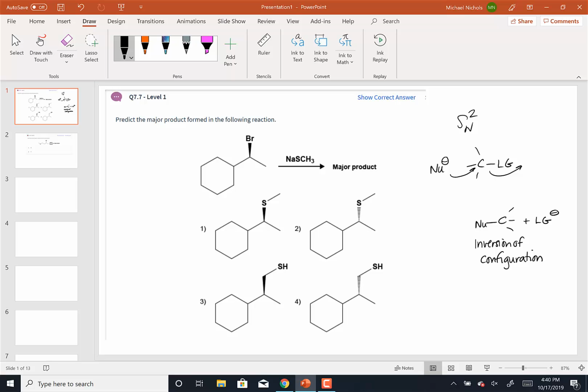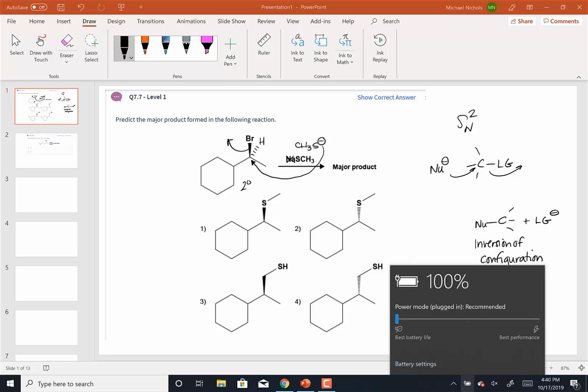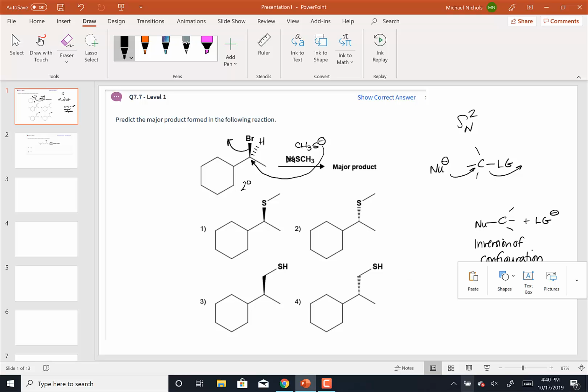So first of all, here we have our secondary alkyl halide with the bold wedge, and then the hydrogen is there. Our nucleophile, if we ignore the counter ion, is CH3S minus. So that's our strong nucleophile that's going to come in and do the displacement. So when the CH3S comes in and attacks the carbon and kicks the bromine out, in a molecule like this, what will happen is that we will have 100% inversion of configuration.